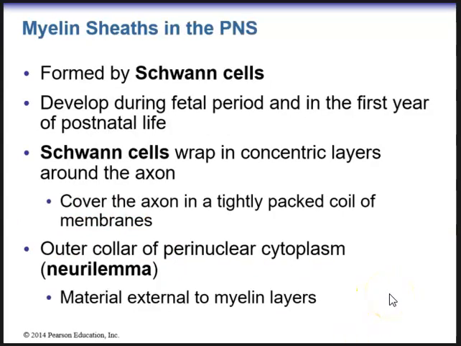So in the peripheral nervous system, myelin sheaths are formed by Schwann cells. They develop during the fetal period and in the first year of postnatal life. The Schwann cells will wrap in concentric layers around the axon and cover the axon in a very tightly packed coil of membranes. The outer collar of perinuclear cytoplasm is called the neurolemma. That's why they're called neurolemmocytes. And then this is material external to the myelin layers.